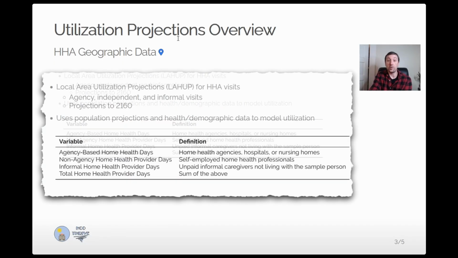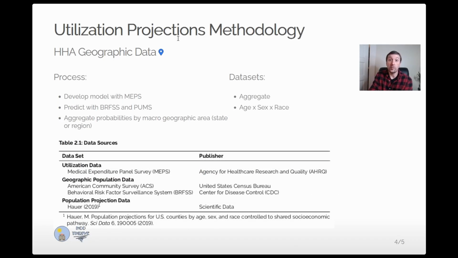So to give you a brief overview of our home health agency visits projections, for home health agencies, we model agency, independent, and then informal visits as well as aggregates. Projections go up to 2160, and these utilization projections were developed using population projections and health and demographic data to model home health visits. This is just going to be a brief overview of the methodology. We have another video entirely devoted to methodology if you're interested.